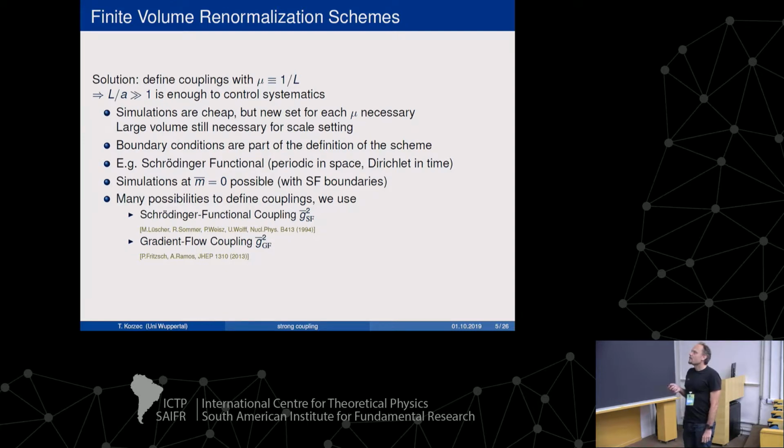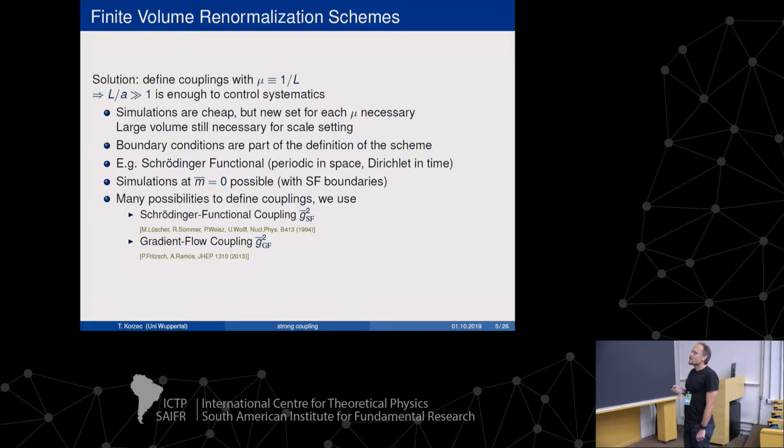The boundary conditions that you choose are now part of the definition of the scheme. A particular choice that we like to use is the Schrödinger functional boundaries, which means periodic boundaries in space directions and Dirichlet boundaries for fermion and gluon fields in time. This has several advantages. One is that, for instance, you can simulate at zero quark mass in the chiral limit, which is usually not possible.